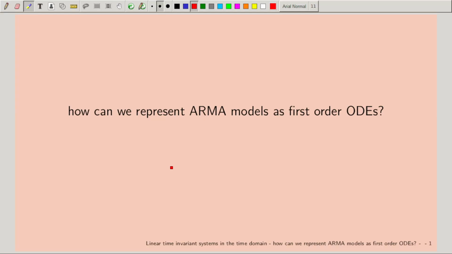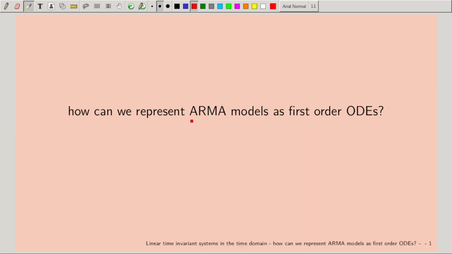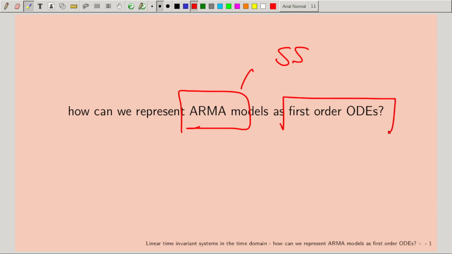And now, how can we represent those ARMA models as first order ODEs? So we got the intuition about this chain of integrators. And this chain of integrators is going to appear once more whenever we want to take an ARMA model and write it as a first order vectorial ODE. Watch out, an alternative name for this module is how do we represent ARMA models as state space models? Because state space is first order. True? We are going to find something like this.